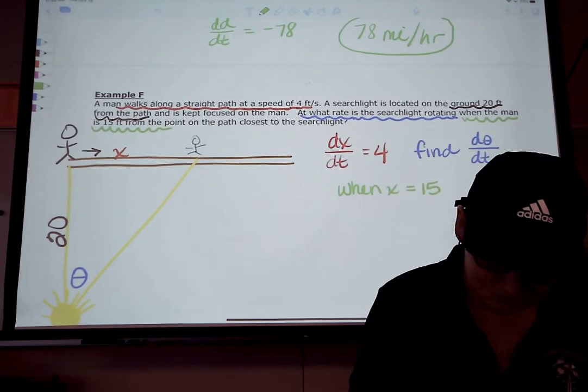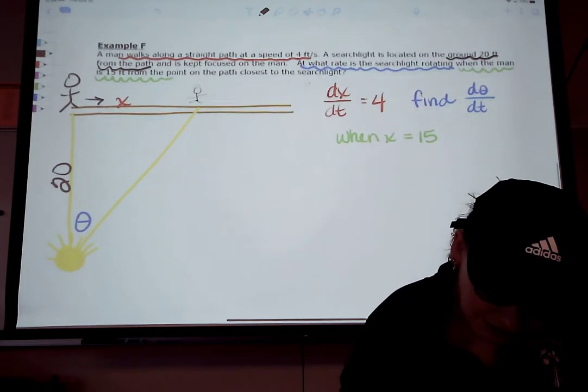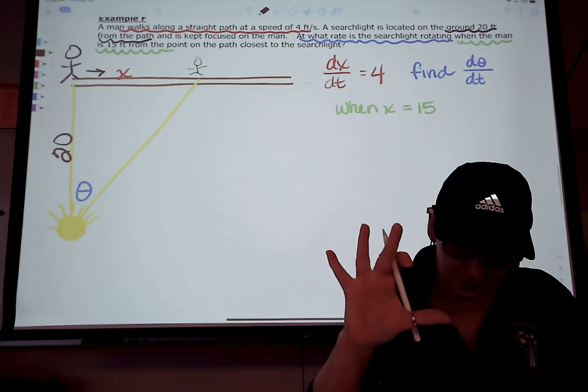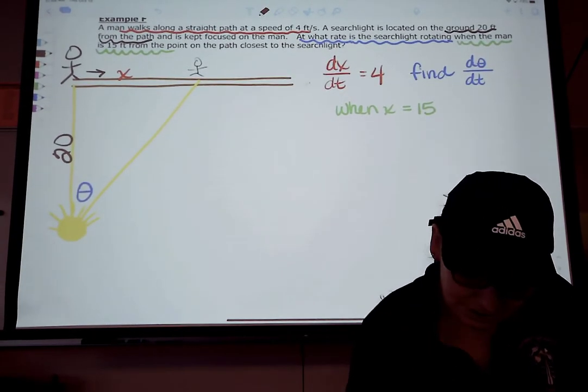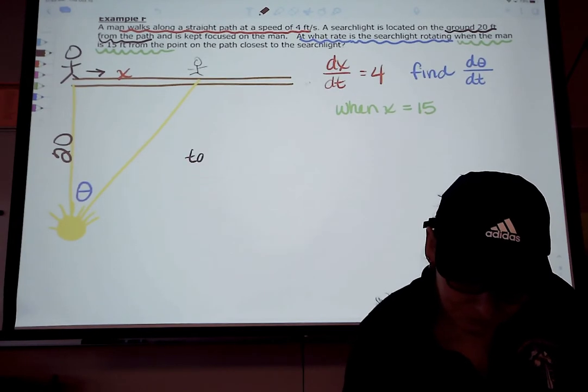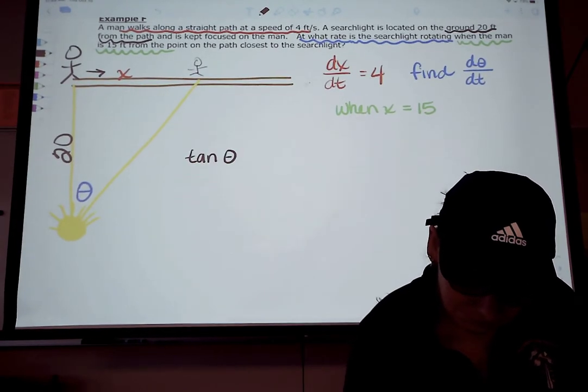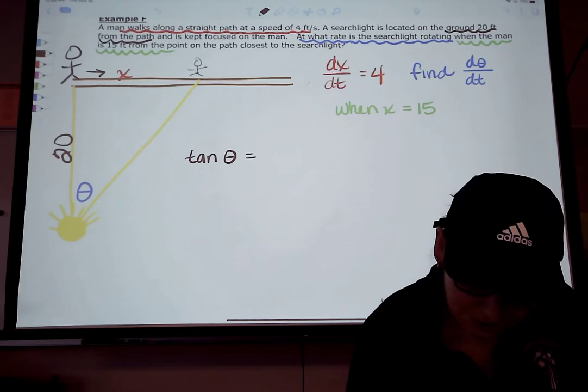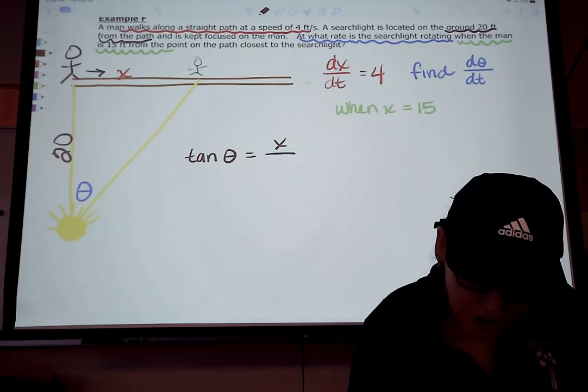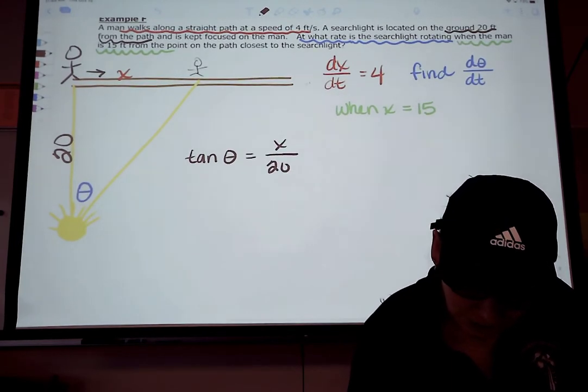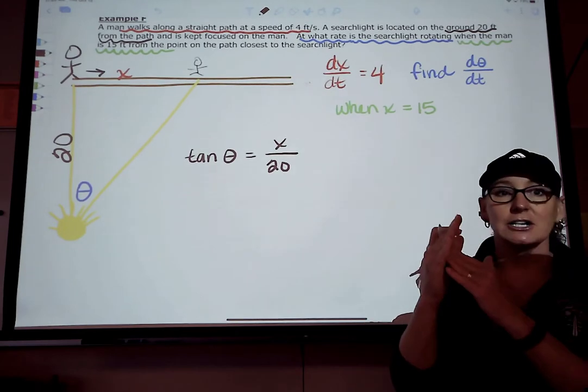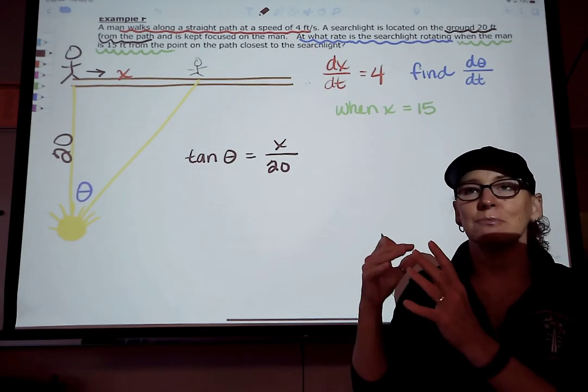It's tangent. So the equation that I'm going to start with looks like this. Tangent of an angle is equal to opposite over adjacent. Okay, hold on. I just put a number into my original equation.